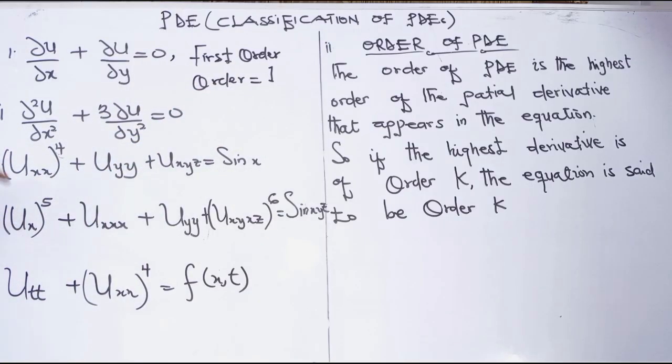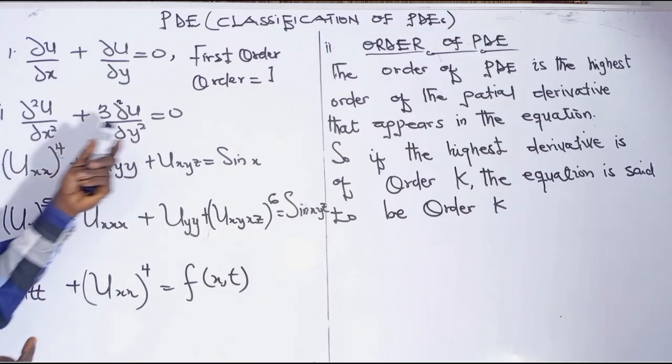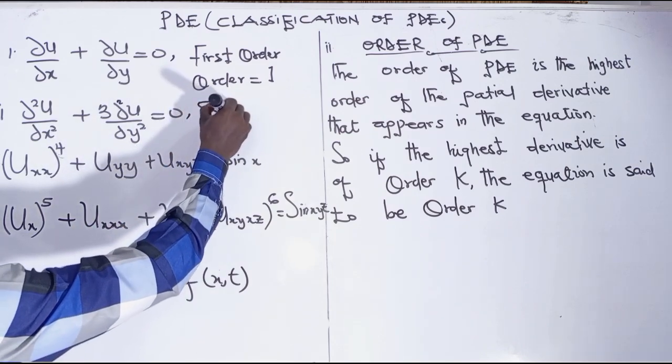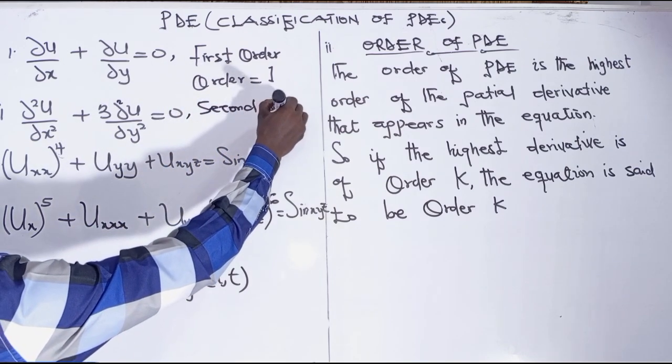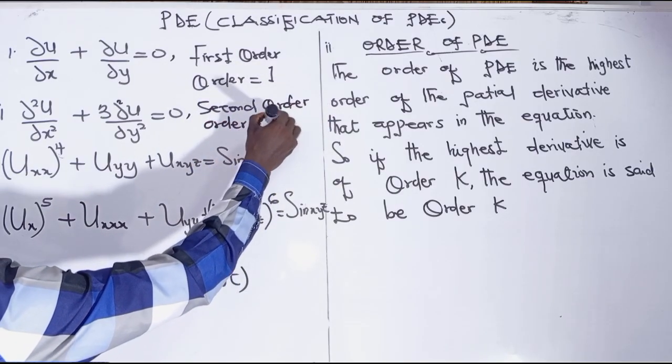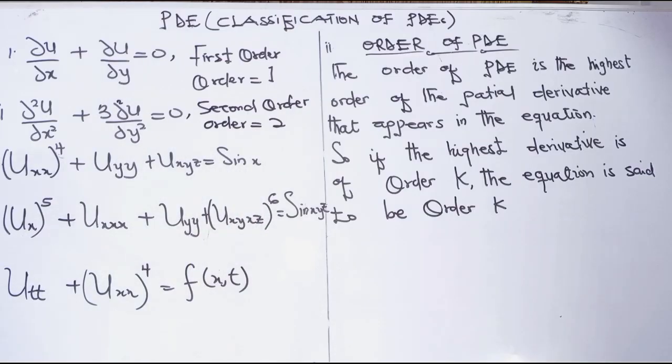Let's look at this one. We have del squared u, del x squared plus 3 times del squared u, del y squared. We are taking the second partial derivative of the function u with respect to x, and the second partial derivative of the function u with respect to y. So the highest derivative is what? 2. So this equation is a second order PDE, and the order is 2. We are taking the second, so the order is 2.